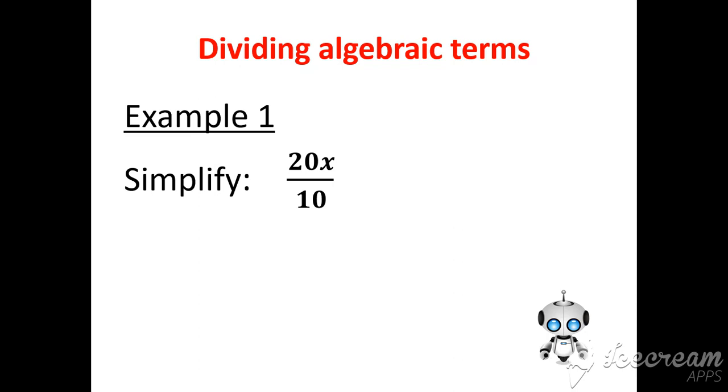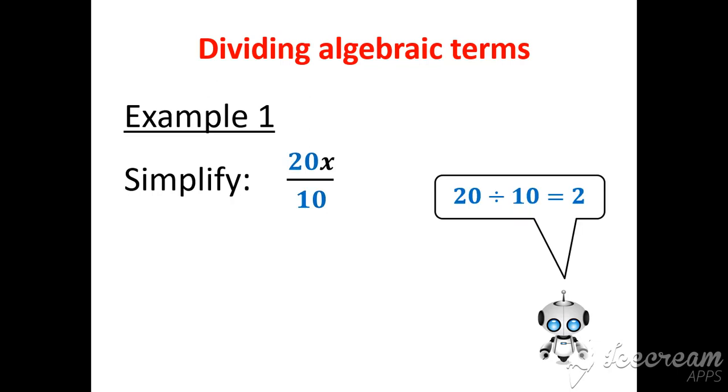All right, let's get into some examples. Here's example 1. We're going to simplify 20x, 20 times a number x, all divided by 10. Now, all we're going to do here is work out what 20 divided by 10 is. It gives us a nice whole number of 2. So we can write down 2, and we've still got this x we haven't done anything with. So we're just going to write that next to the 2. So we're left with 2x. That's all we do. We just go 20 divided by 10 is 2 and write it as 2x.